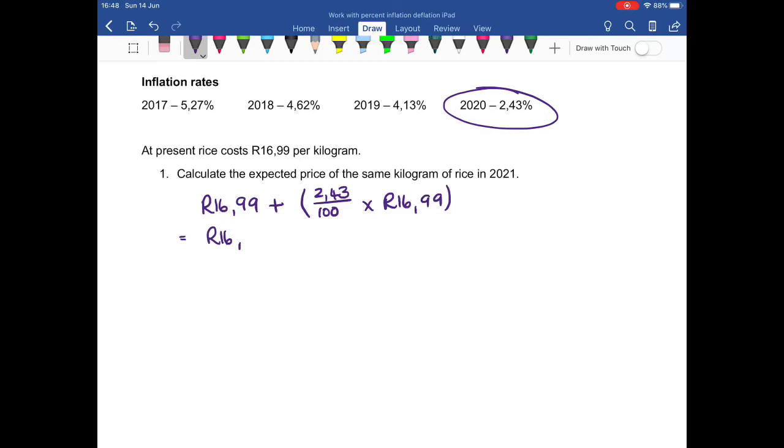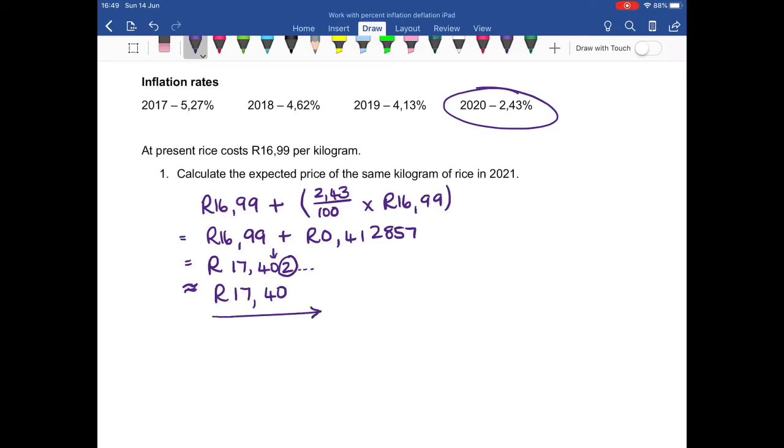If I do that calculation, we will get R16.99 plus 0.412857. We only round off at the end. If I add those two together, I will then get R17.402, and I only have to write 3 decimal places because money's rounded to 2. So I look at the neighbor, which is 4 or less, let it rest. So next year we can expect rice to cost R17.40.